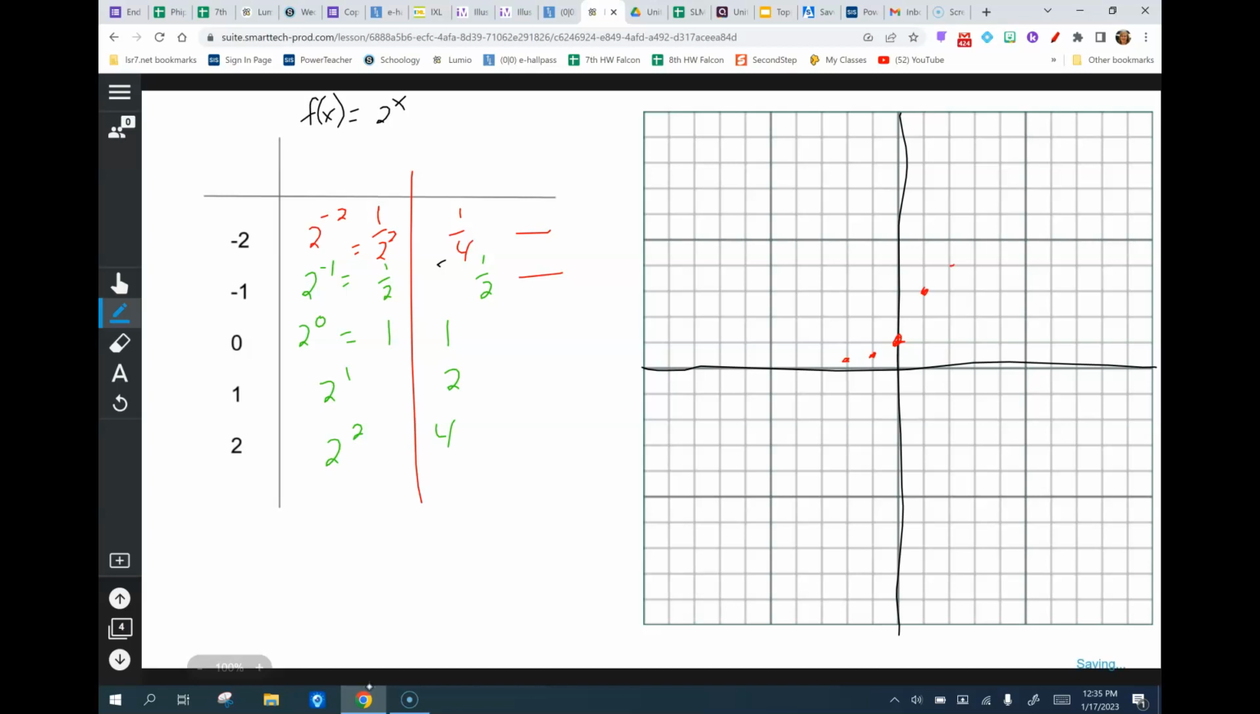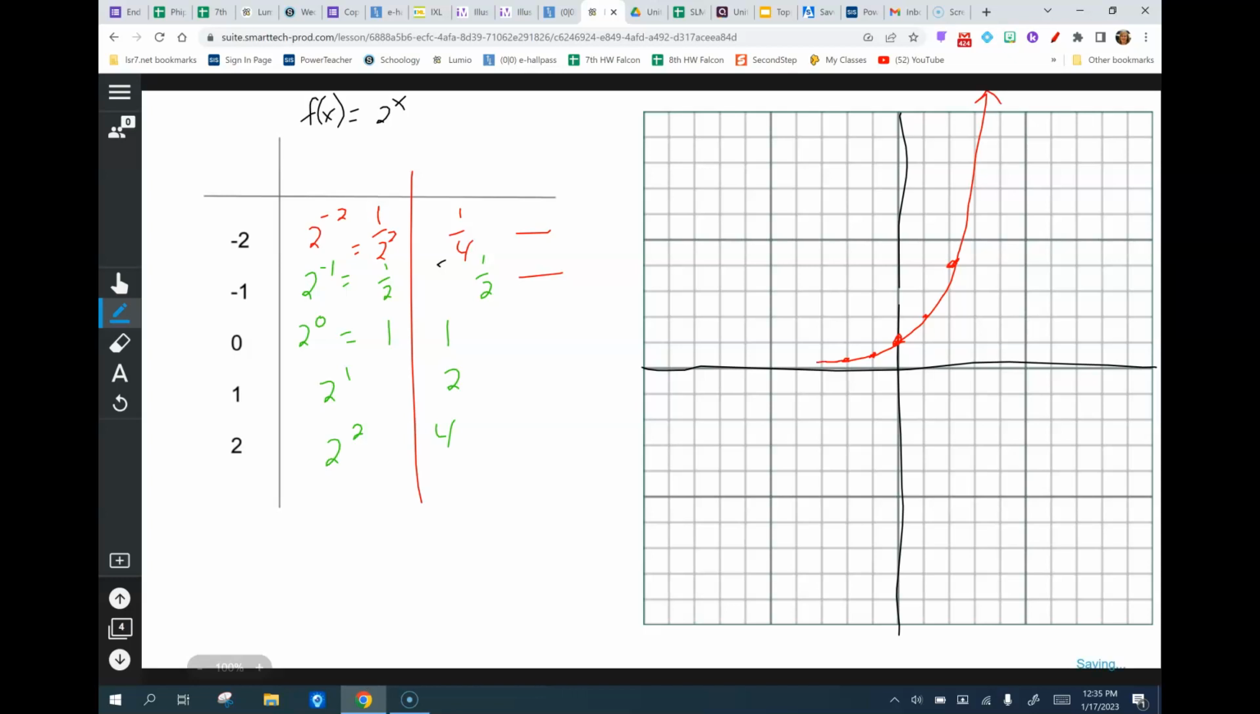So 1 is 2. And then 2 is 4. Okay, so our graph. Now our graph with this part right here is just going to keep on going up like this. This is the part that's unique, and that's one of the things we're learning about.